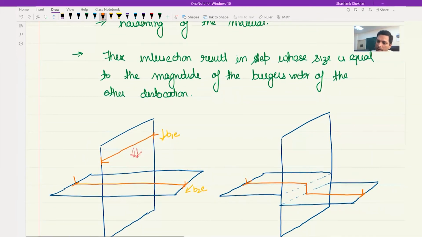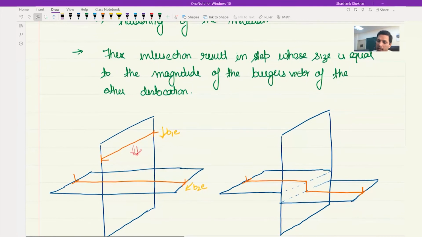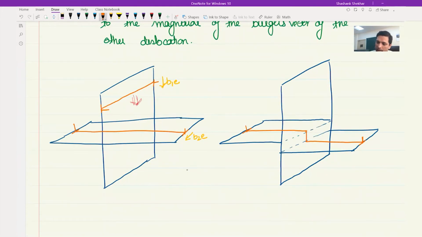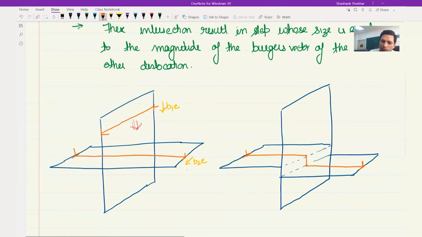So the intersection results in a step whose size is equal to the magnitude of the Burgers vector of the other dislocation. And so that size is equal to B1. So this size is B1, and also it is in the direction of the original Burgers vector. So the other thing that I forgot to mention here, and in the direction of other Burgers vector.